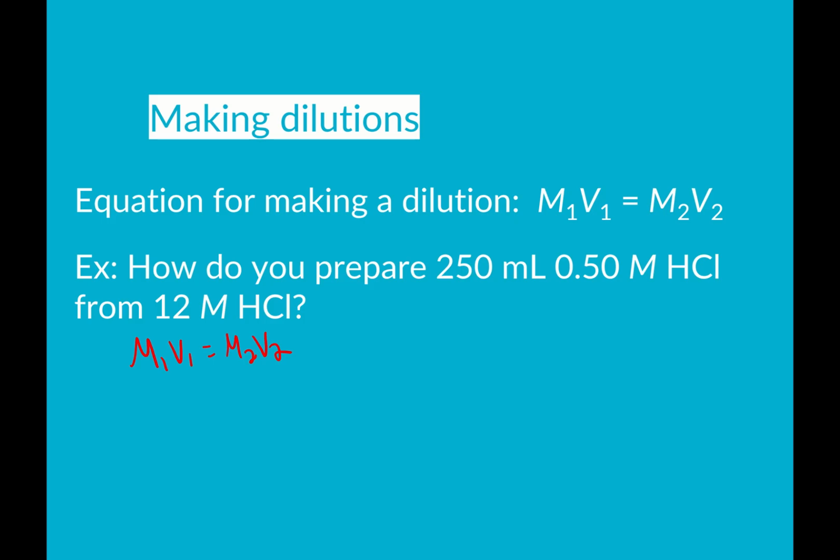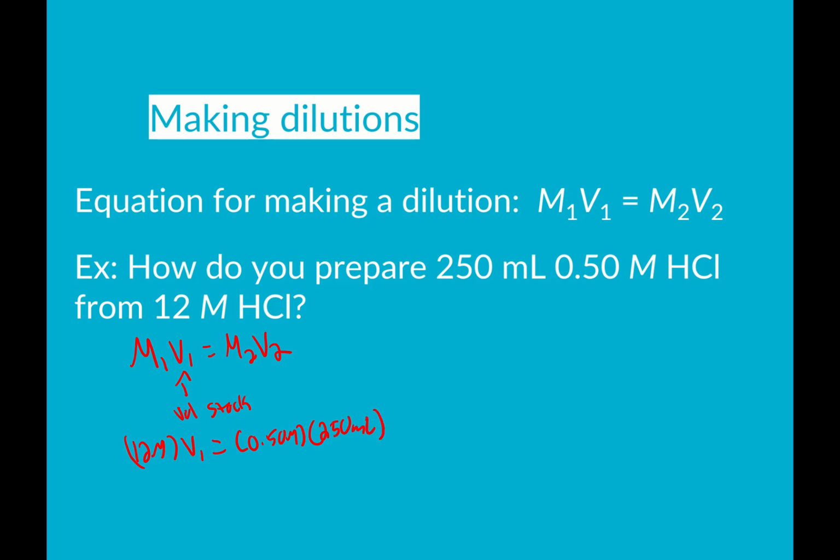In this case, M1 and V1 refer to the original molarity and volume of the stock solution, where M2 and V2 refer to that of the diluted solution. What we're looking for here is V1, because this is the volume of the stock that we're going to need to measure out in order to then dilute this quantity. So if we just substitute in what we know, our original molarity is 12 molar. We're looking to see how much of that 12 molar solution we need. And we know that we're trying to prepare a 0.5 molar solution and 250 milliliters of that.